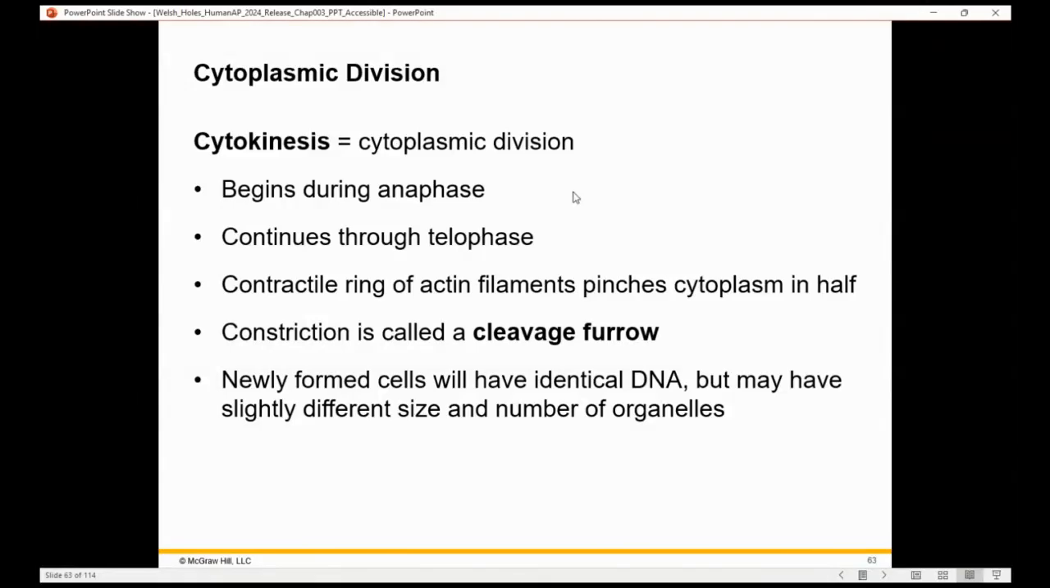Okay, cytokinesis. That is cytoplasmic division. Again, it begins during anaphase, and it continues through telophase. Now, in order for cytokinesis to work, a constriction forms, which we call a cleavage furrow. So newly formed cells will have identical DNA, but they may have slightly different sizes and numbers of organelles.